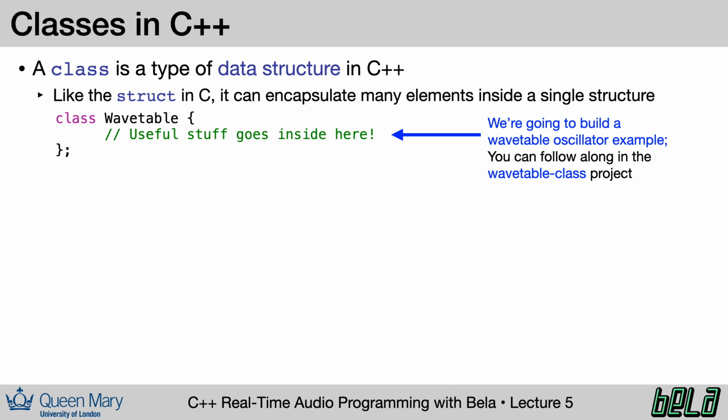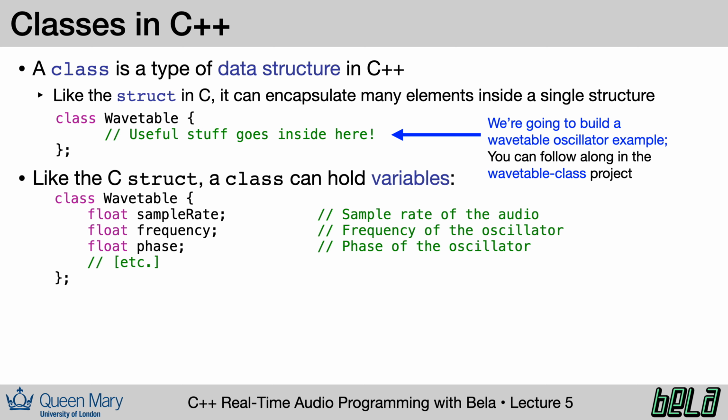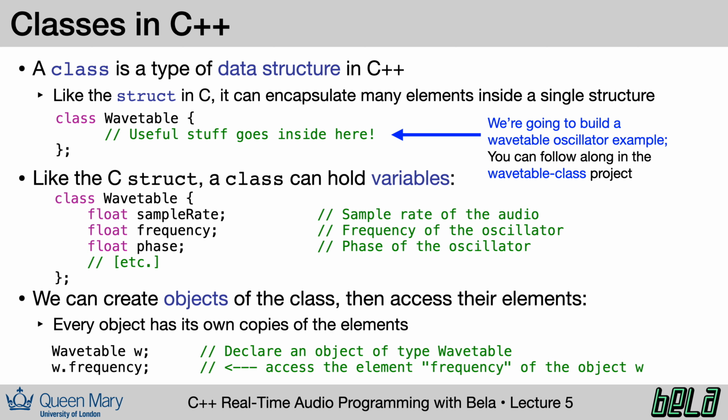Like a struct in C, a C++ class can hold variables of various different names and types. And the class effectively functions as a data type, which means that we can create objects of this type. So here we can create an object of type wavetable, and each wavetable object is going to have inside of it its own copies of each of these variables: sample rate, frequency, phase, etc. Declaring the object works like declaring any other variable.